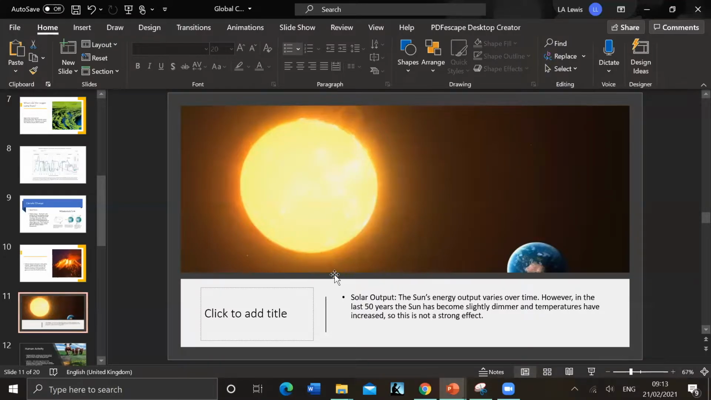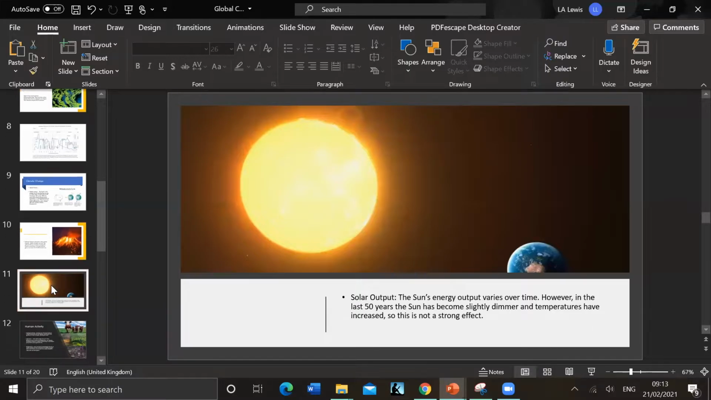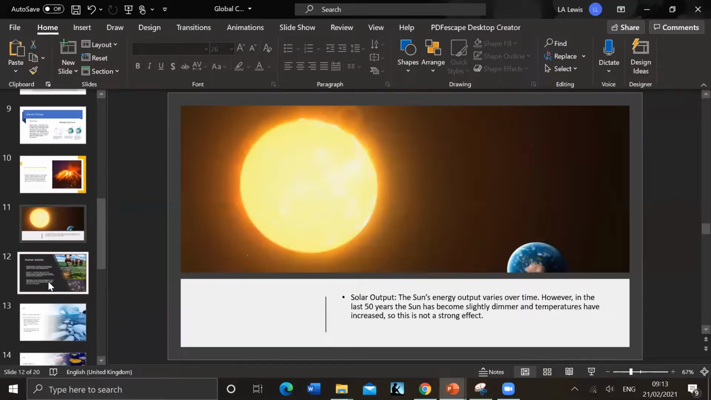Actually, in the last 50 years, the sun's become slightly dimmer, just as part of its natural cycle, nothing to worry about. And temperatures actually increased on Earth. So the sun's not a big effect in this. But it could be on a question, a paper you've got about the sun.